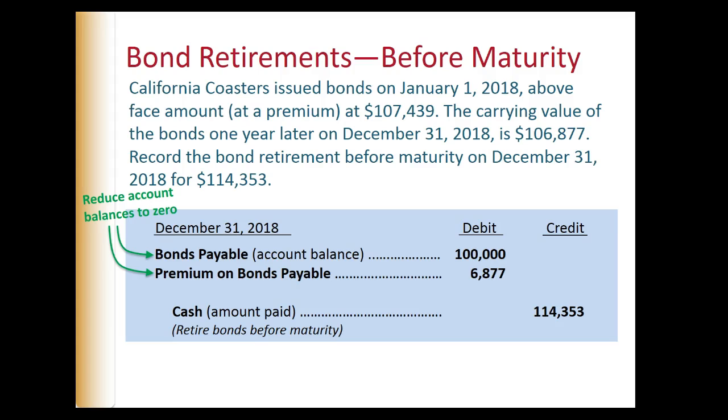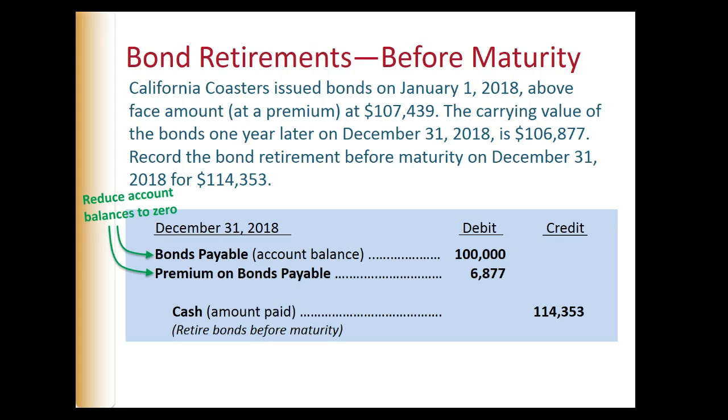Let's return back to our California Coasters example, issuing $100,000 of 7% bonds maturing in 10 years when other bonds of similar risk are paying 6%. The bonds were issued on January 1st, 2018, above face amount at a premium at $107,439. The carrying value of the bonds 1 year later on December 31st, 2018 is $106,877.